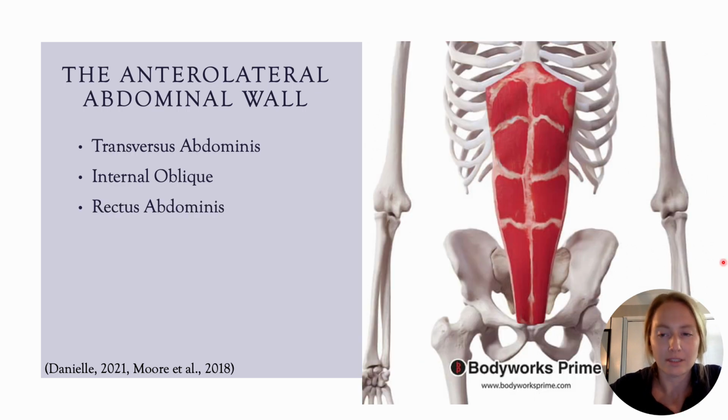Next is rectus abdominis, and it's going to originate down in the pubic symphysis and the pubic crest, and then it's going to insert up at the xiphoid process here. It's used to flex the trunk, and it will also help compress the abdominal viscera a little bit. It's also very important in stabilizing and controlling the tilt of the pelvis.